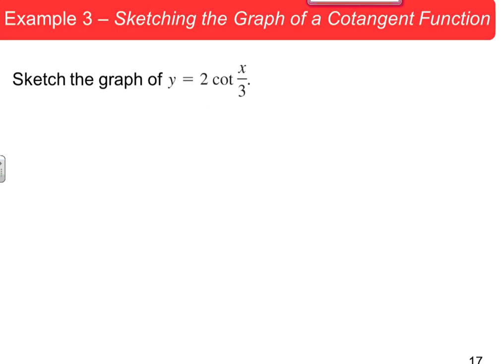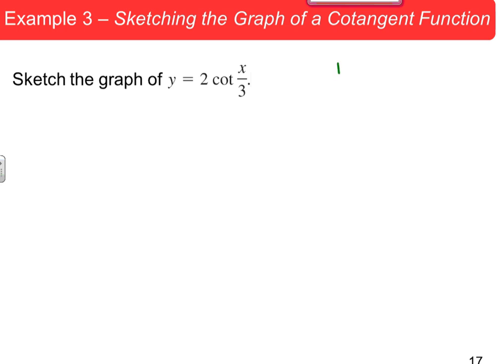So really we're graphing 2 cotangent x over 3. What's going to happen here is it's going to change some points that we're plotting. If you remember, cotangent does not have an amplitude. Likewise, tangent doesn't have an amplitude. They go to positive and negative infinity. The period of tangent and cotangent is pi, so this is going to change the period as well.